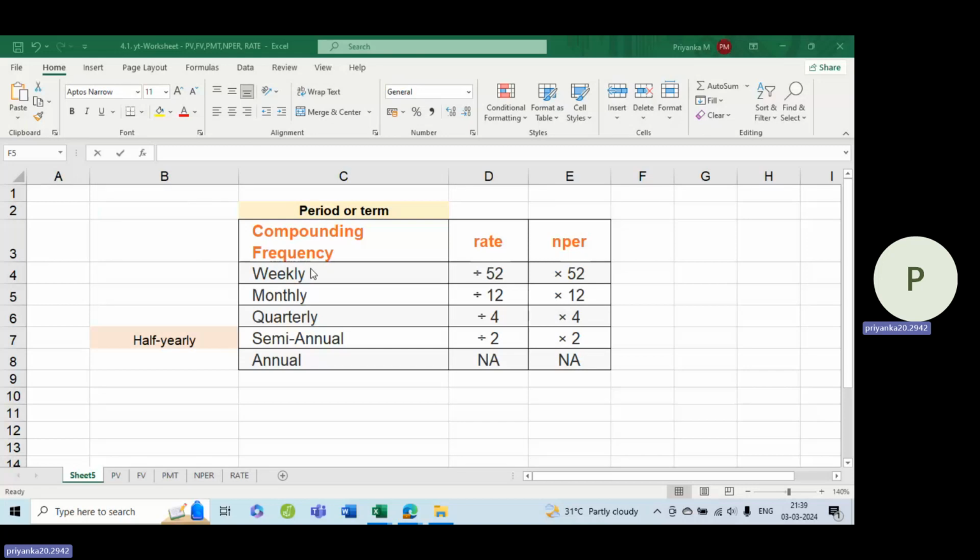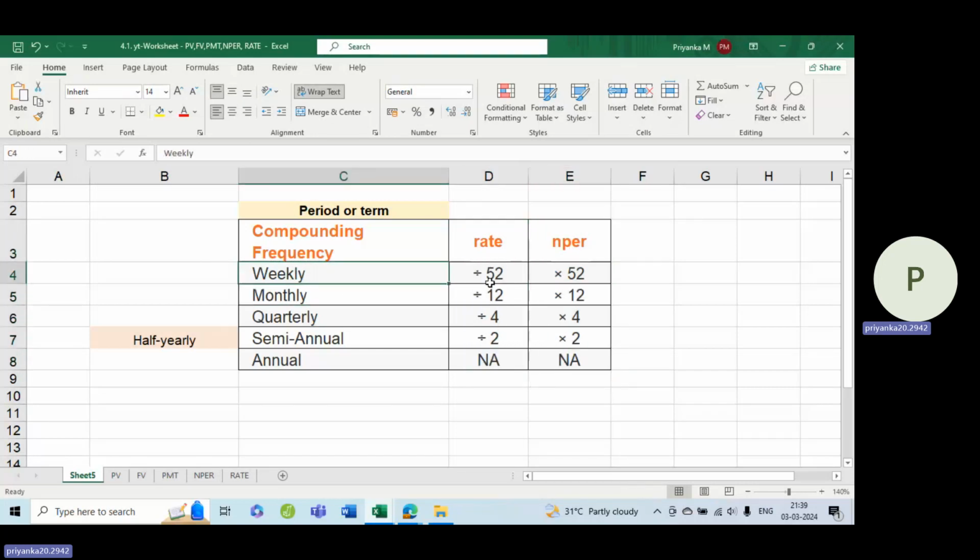So let us say in any question, if they provide that it is being deposited weekly, or the loan is repaid monthly, or yearly, or quarterly, then you have to modify some things in your rate and number of period calculation area. Let us say if they are saying weekly you're repaying a loan, then you have to divide your rate by 52 and multiply the number of periods. That is, rate should be divided and number of periods should be multiplied.